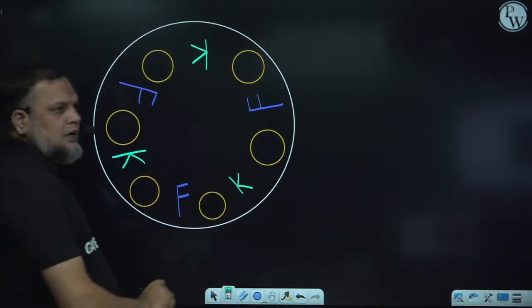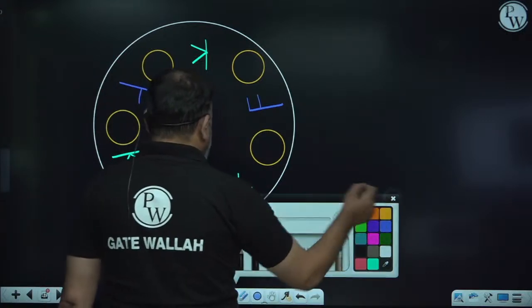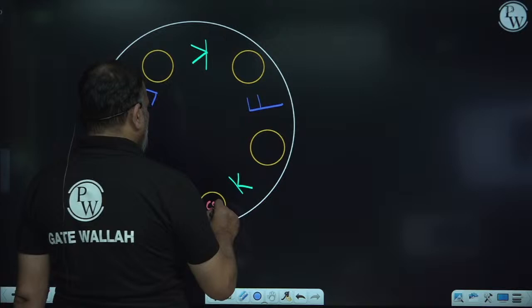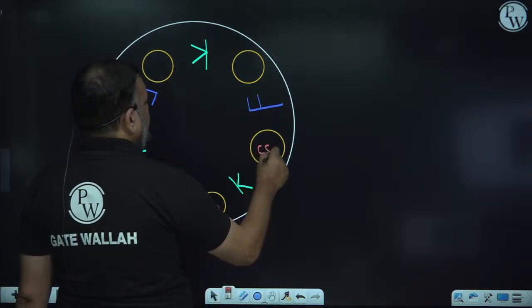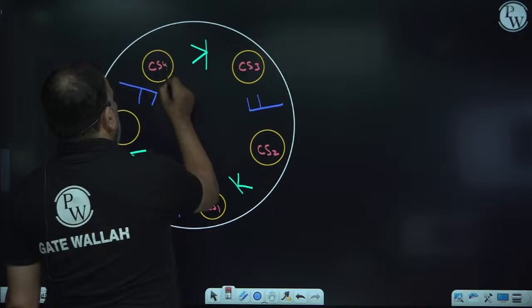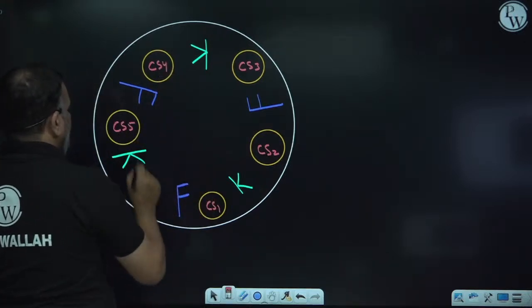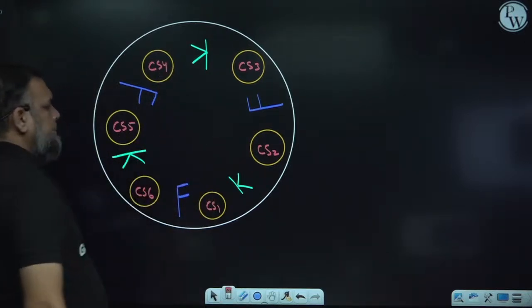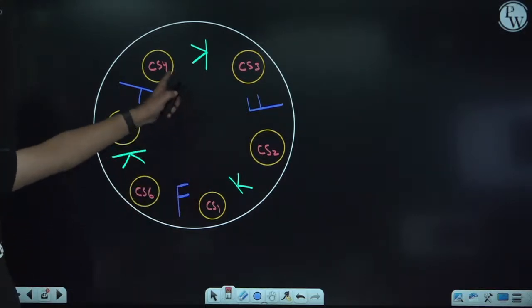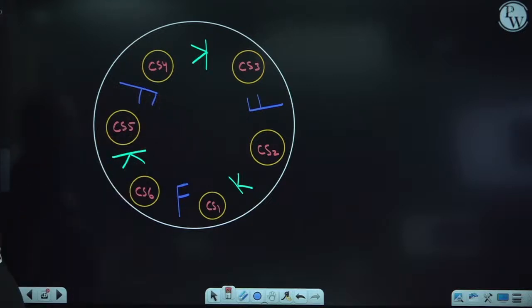So let us name the computer scientists: computer scientist 1, computer scientist 2, computer scientist 3, computer scientist 4, computer scientist 5, computer scientist 6. This is our arrangement: fork, knife, fork, knife, fork, knife. 3 forks, 3 knives.